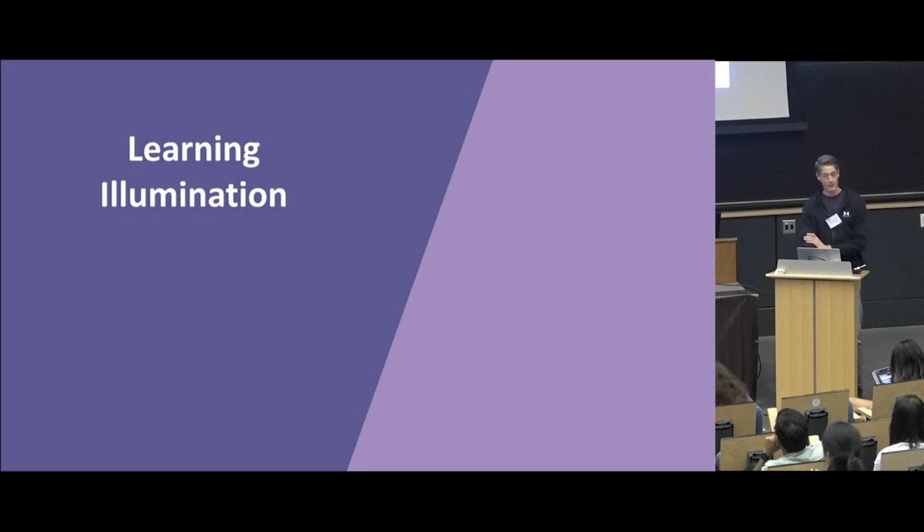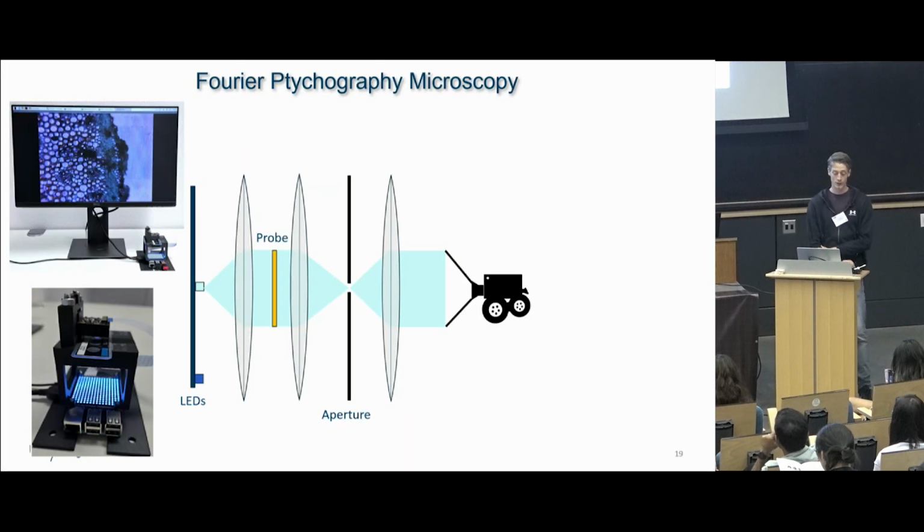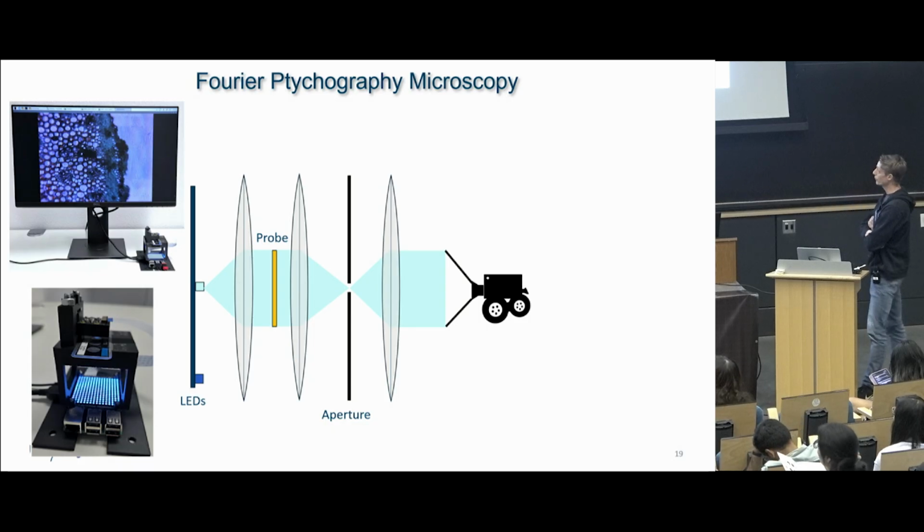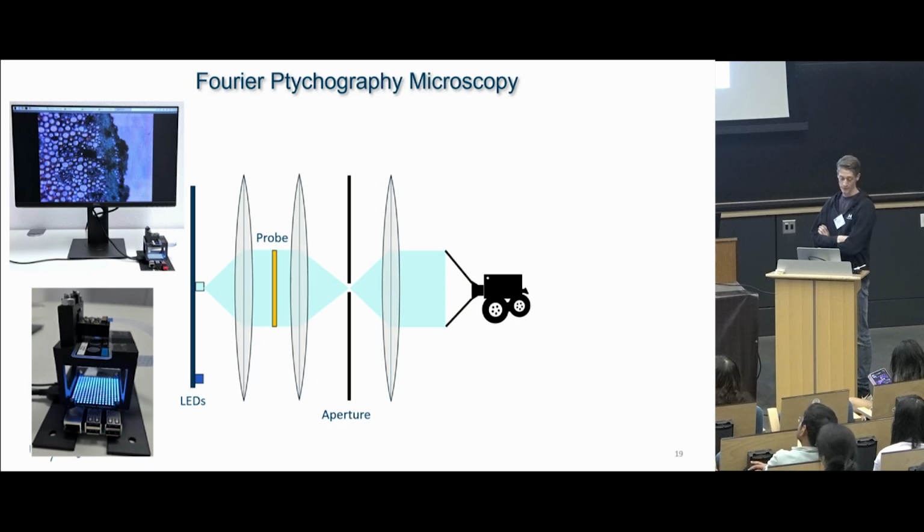The third aspect I would like to talk about is learned illuminations, which we have focused on in the setting of a specific computational imaging task, namely Fourier ptychography microscopy, where the idea is to get a high resolution and at the same time wide field of view image by varying the illumination angle. We have heard a little about ptychography this morning already.